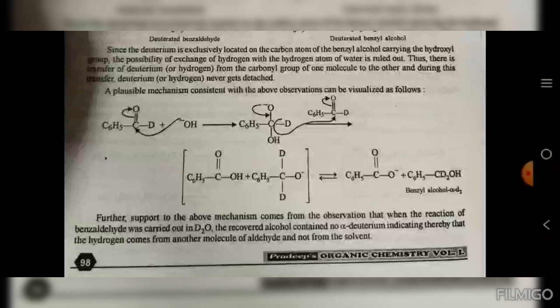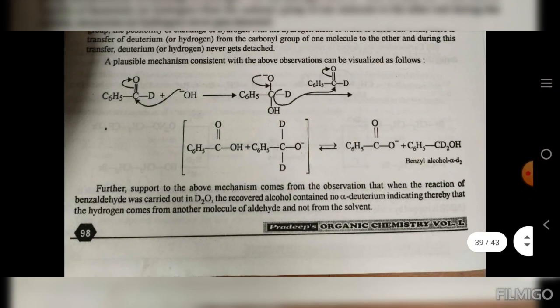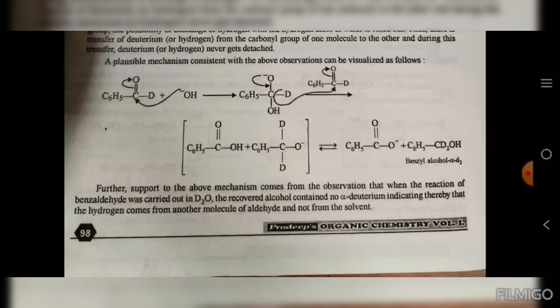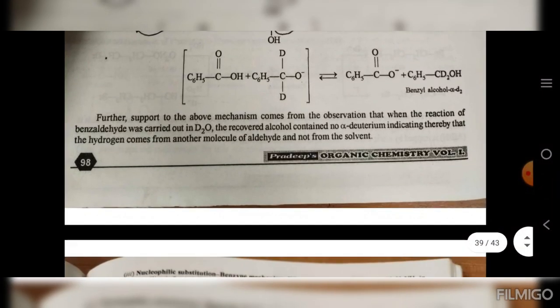Thus, there is a transfer of deuterium or hydrogen from the carbonyl group of one molecule to the other, and during this transfer, deuterium or hydrogen never gets detected. A plausible mechanism consistent with the above observation can be visualized as follows. Further support to the above mechanism comes from the observation that when the reaction of benzaldehyde was carried out in D2O, the recovered alcohol contained no alpha deuterium, indicating thereby that the hydrogen comes from another molecule of aldehyde and not from the solvent.